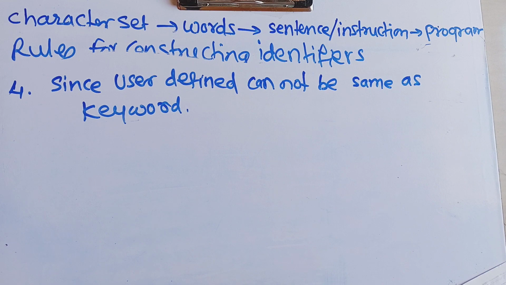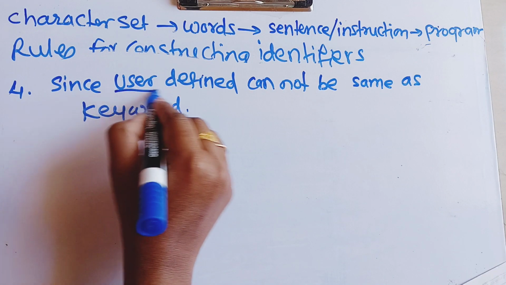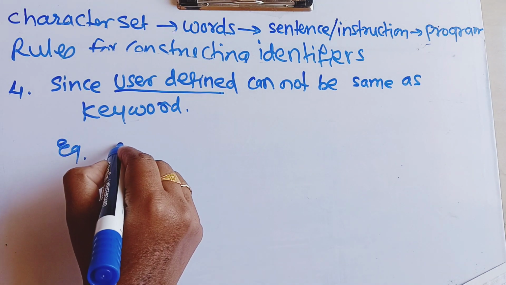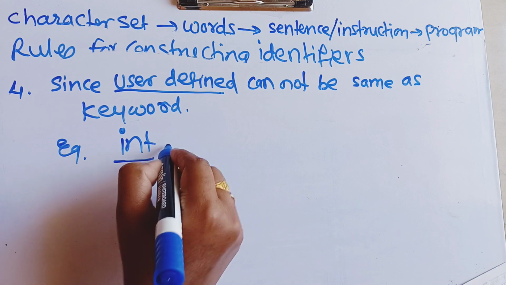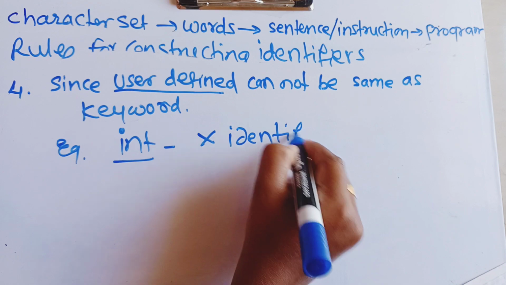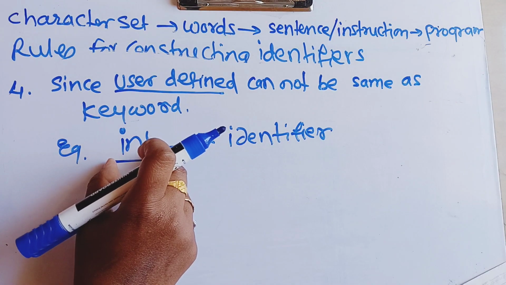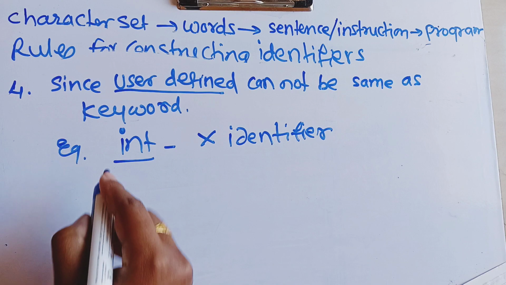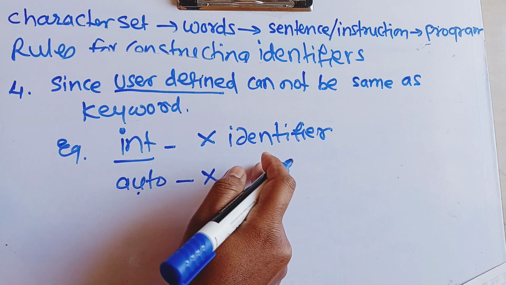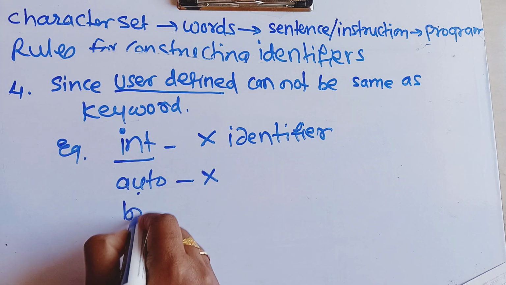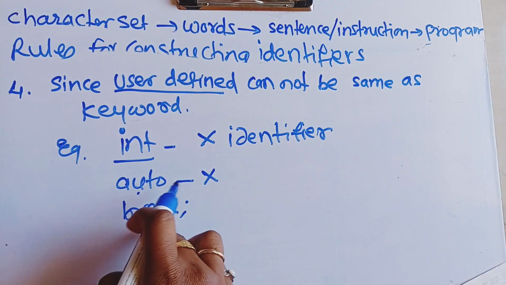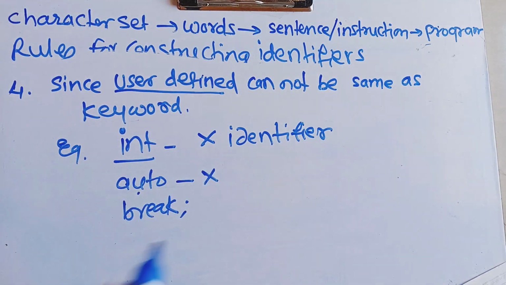Now the fourth rule is, since identifiers are user defined, they cannot be the same as a keyword. For example, int is a keyword, so it cannot be used as an identifier, because int has some meaning that is already known to the compiler. Similarly, auto is a keyword, so it cannot be used as an identifier. Break is again a keyword, so it should not be used to name any element of the C program.